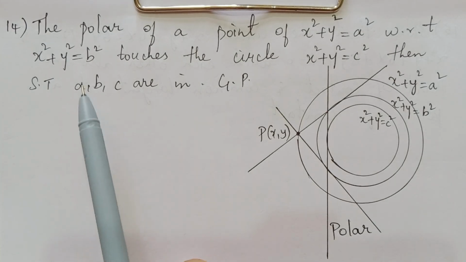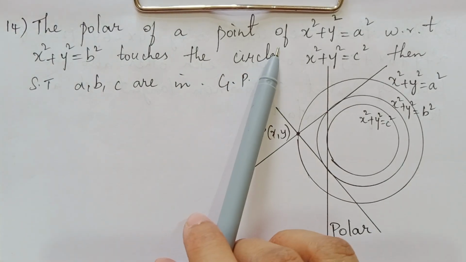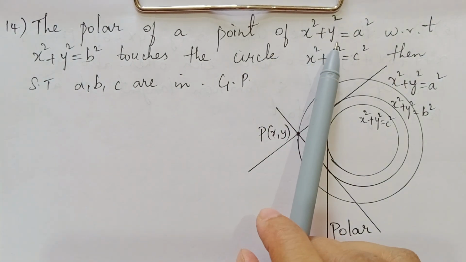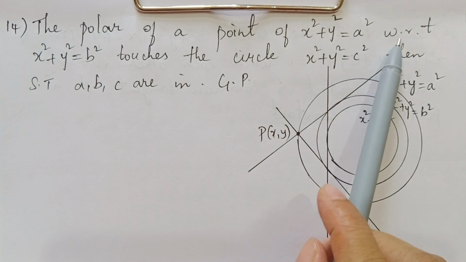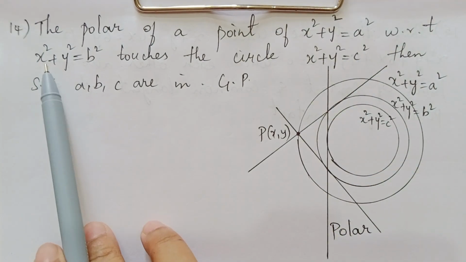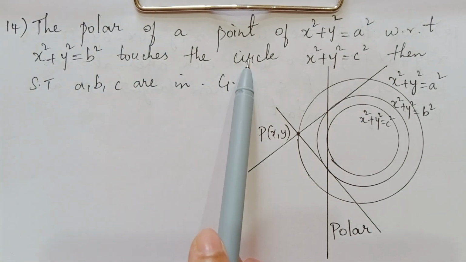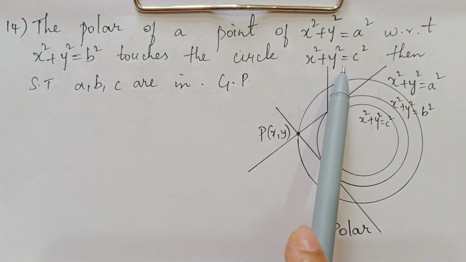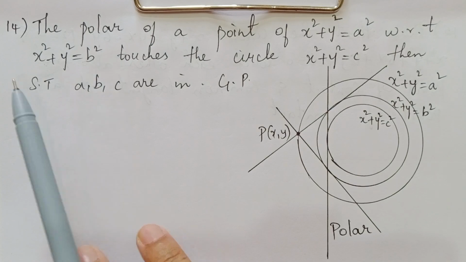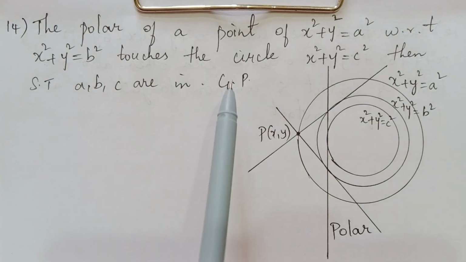Our 14th question is: the polar of a point of x square plus y square equal to a square with respect to the circle x square plus y square equal to b square touches the circle x square plus y square equal to c square, then show that a, b, c are in GP.